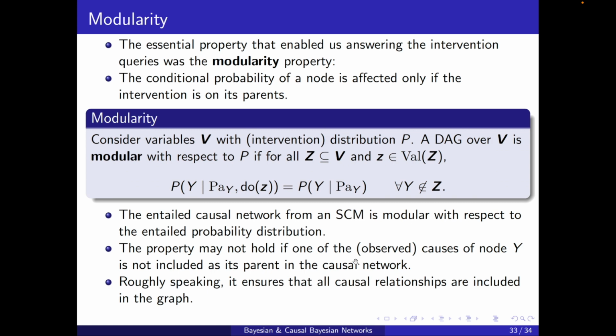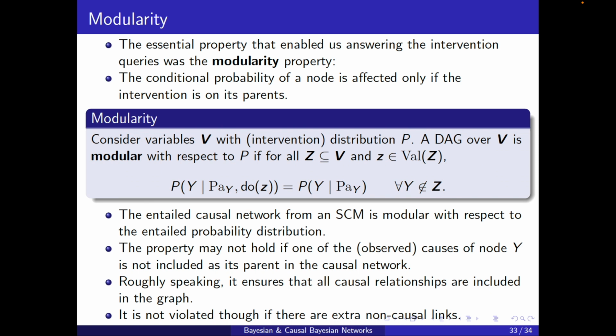And this means that, roughly speaking, all causal relationships are included in the graph. It is not violated, though, if there are extra non-causal links. Okay, we'll talk about this more in future sections. Just note that here, of course, I'm excluding the exceptions. For example, there may exist some variable Z that is a cause of Y, but even though I intervene on it, the distribution will not change, similar to the XOR example. Okay.